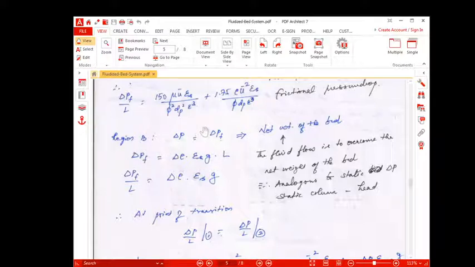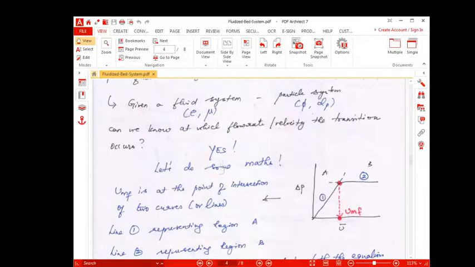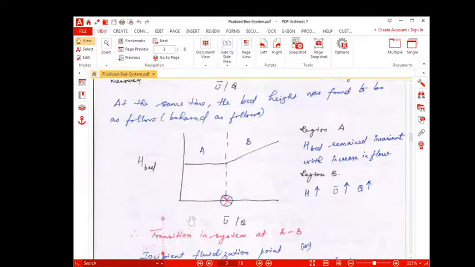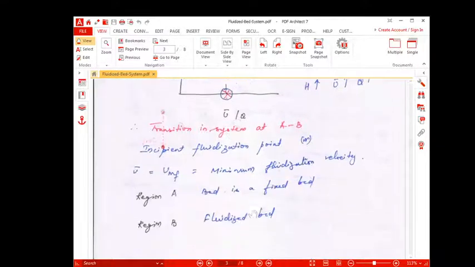We know P is equal to H rho G, so it is symbolic in the same form. Delta P is equal to delta rho into epsilon S into G into L. L stands here for the height or length of the bed at that given condition. So this L is not the bed height at the fixed bed condition, not the initial height. L depends on what velocity we are talking of. So L is for a given velocity, so L is now a function of u itself.